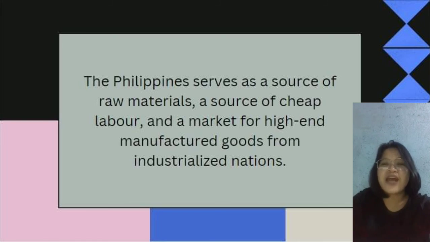Thank you, Mr. Jinker. Additional for the example of this theory in the context of the Philippines. As Mr. Neil said, for the example between the Philippines and America, the Philippines serves as a source of raw materials, a source of cheap labor, and a market for high-end manufactured goods from industrial nations. Industrial nations are the countries that are more developed in the economy and other things.